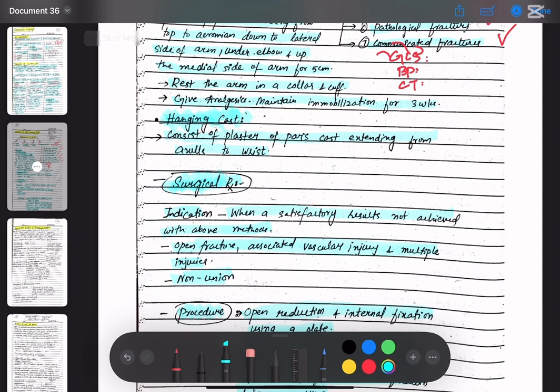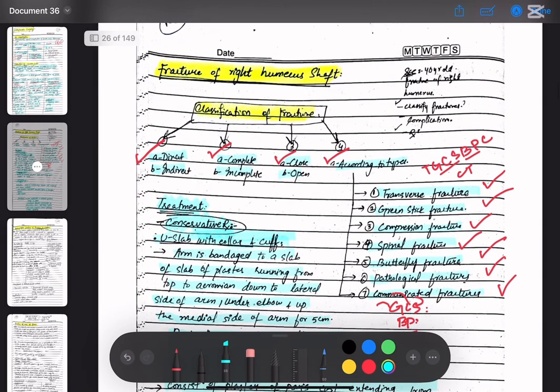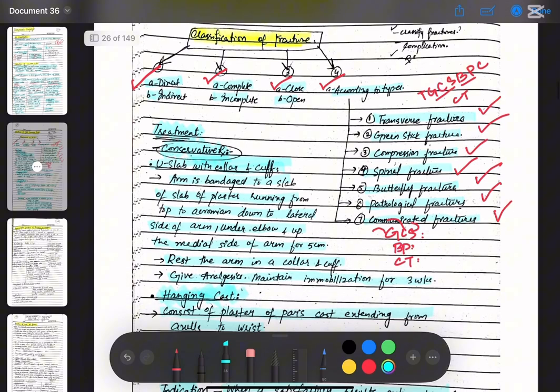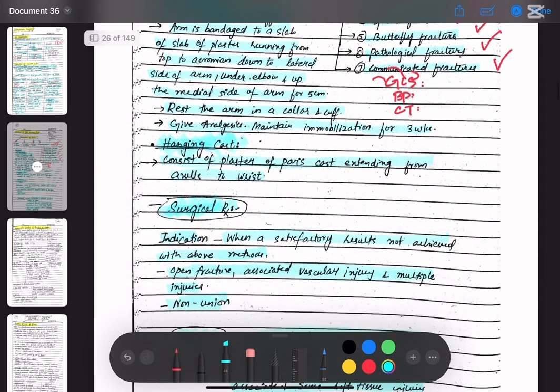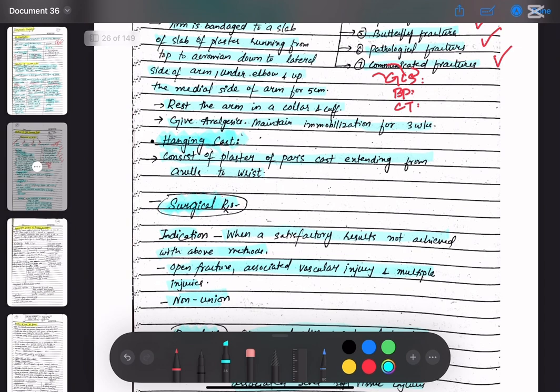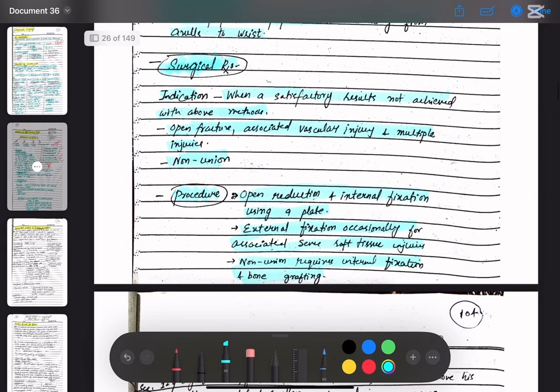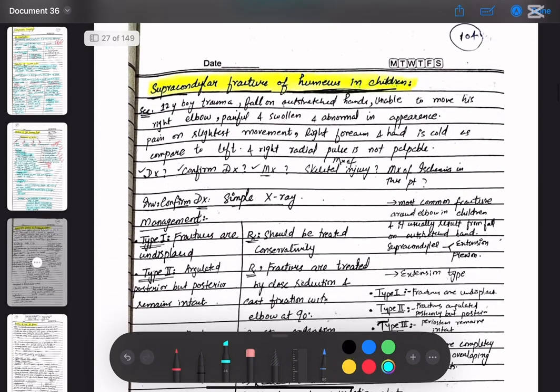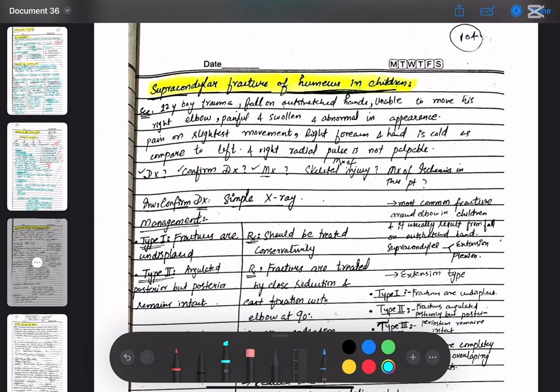So this was about the general treatment of the fracture. We have discussed the classification, then we have discussed the treatment, which are the use of slab with collar and cuff, then the hanging cast method, and then the surgical methods. And this is the procedure: open reduction and internal fixation using plate, and in external fixation occasionally for associated severe soft tissue injuries, and non-union requires internal fixation and bone grafting. Okay, now coming towards the next very important topic, that is supracondylar fracture of humerus in children.